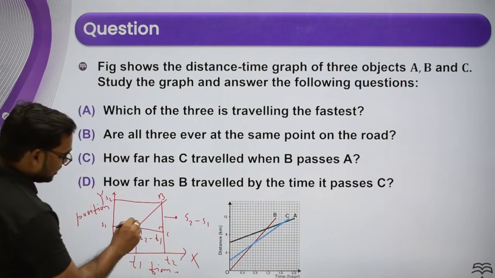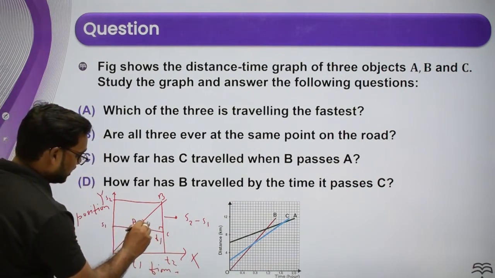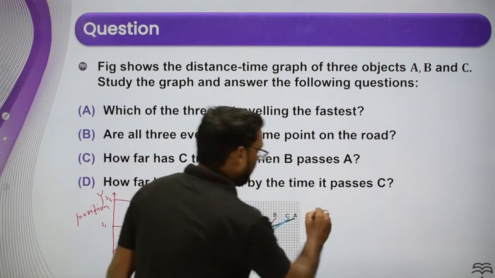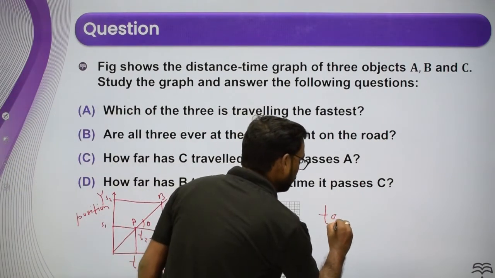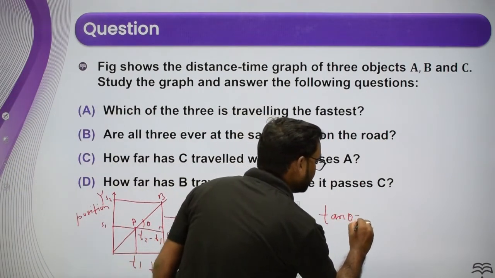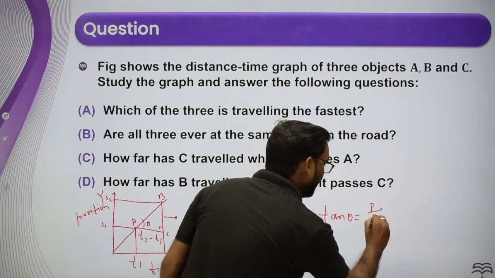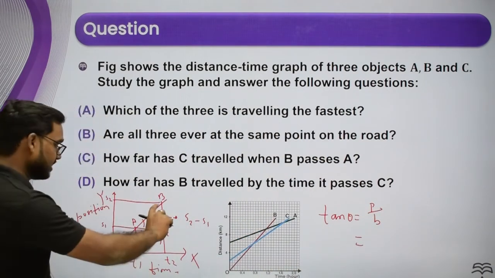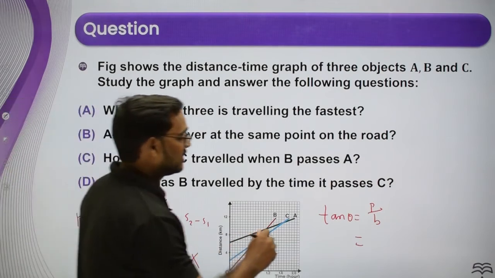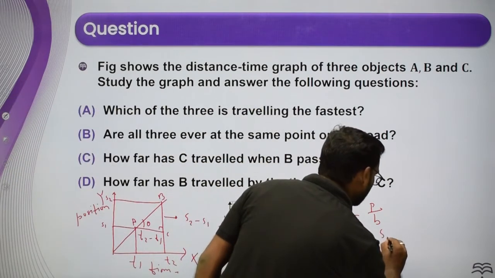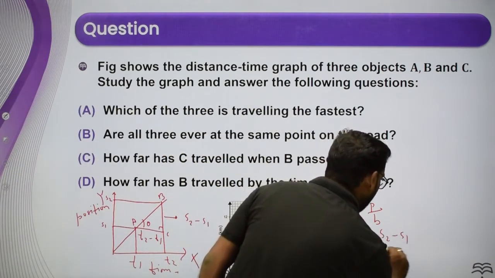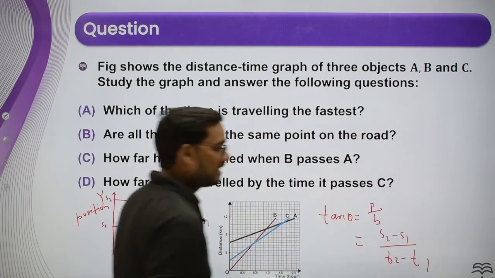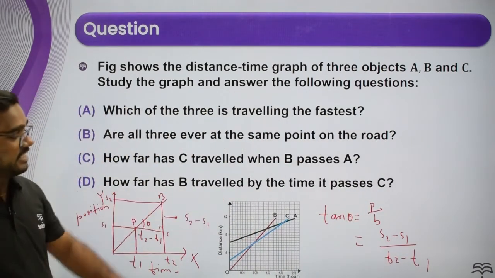Okay. And suppose this is theta. If you want to write tan theta, how to write tan theta? Tan theta is equal to perpendicular divided by base. And what is the value of perpendicular? You can see here, this is the perpendicular. So this is equal to S2 minus S1, and the base is T2 minus T1. Is it clear? So this is tan theta.